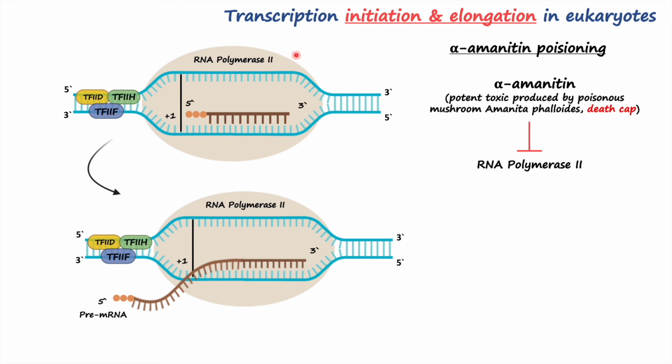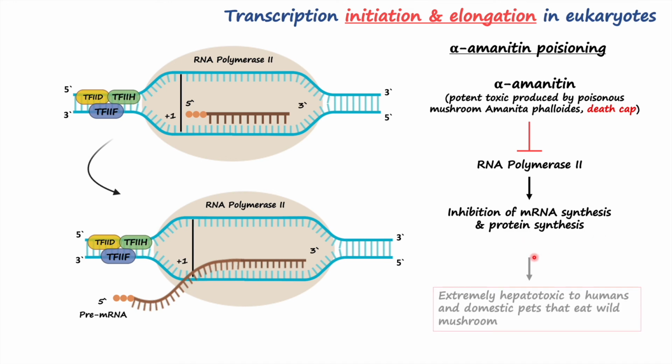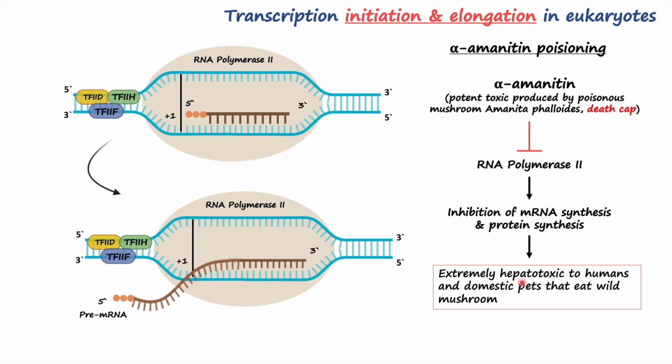So if the RNA polymerase 2 enzyme is inhibited, the synthesis of mRNA is inhibited, and if the synthesis of mRNA is inhibited, it will eventually inhibit the synthesis of protein. So it inhibits both mRNA and protein synthesis, and this is found to be extremely hepatotoxic to humans as well as domestic pets which consume this wild mushroom containing the toxic chemical alpha-amanitin. The symptoms of alpha-amanitin poisoning include cramps and diarrhea, and eventually it can lead to renal failure, liver failure, then coma, and eventually death. And that's why it is called the death cap, because it is extremely lethal to those who consume this wild mushroom.